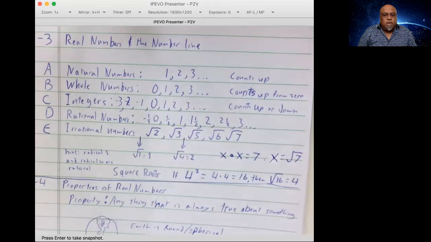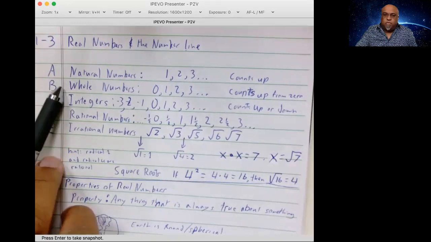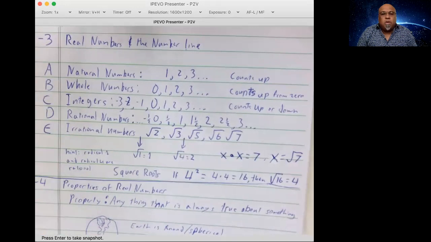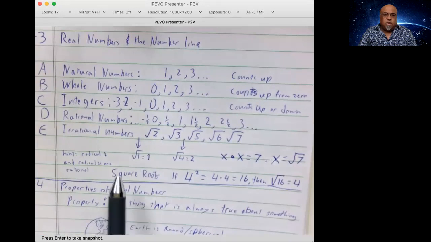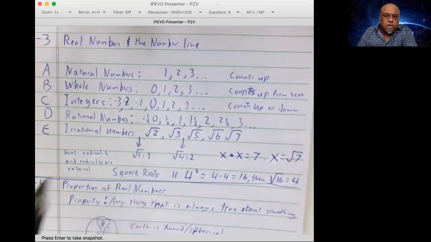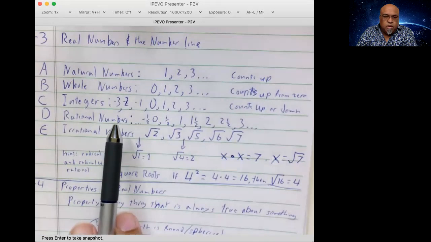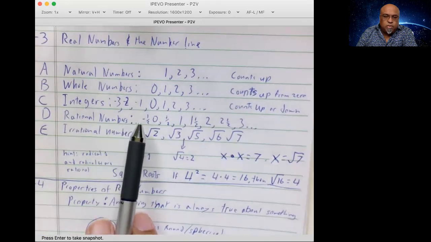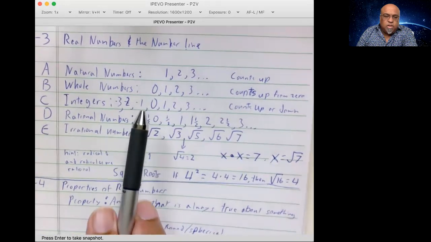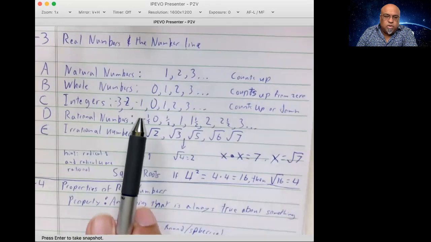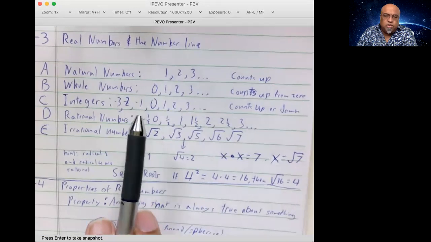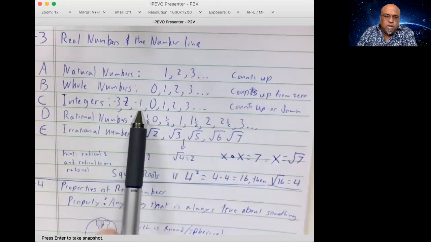Now, one thing I have to say for A, B, C, and D, meaning these different definitions and the examples here, I want to remind you that every succeeding definition includes the previous one. Okay, for example, rational numbers include fractions or decimals, but they also include all integers. So all integers are rational numbers, but all rational numbers are not necessarily integers. Let's move on down.